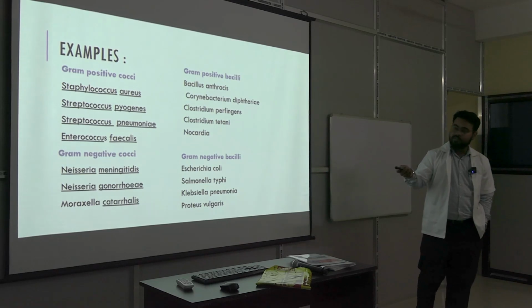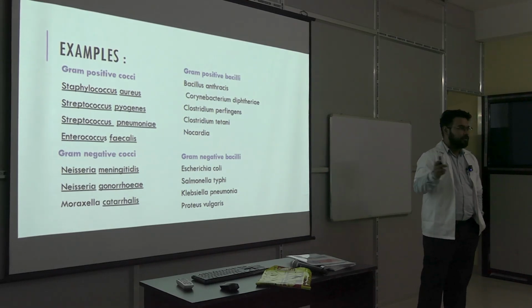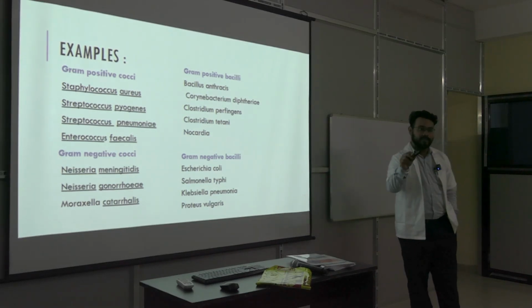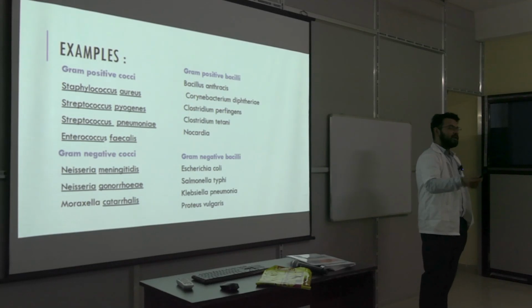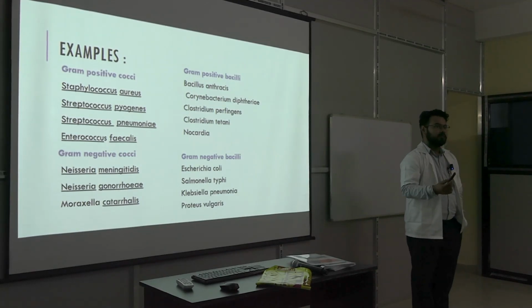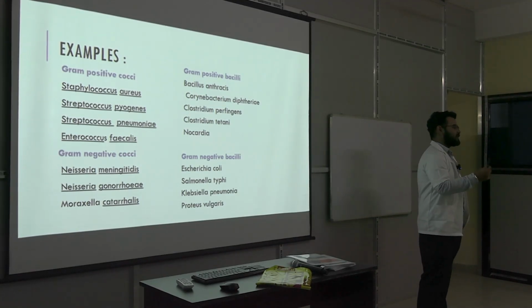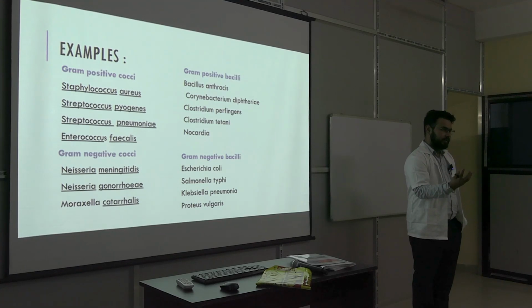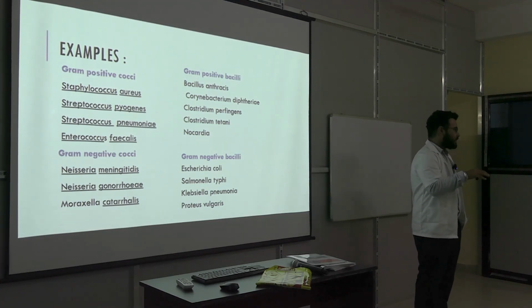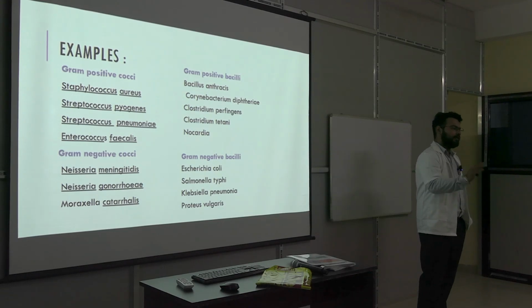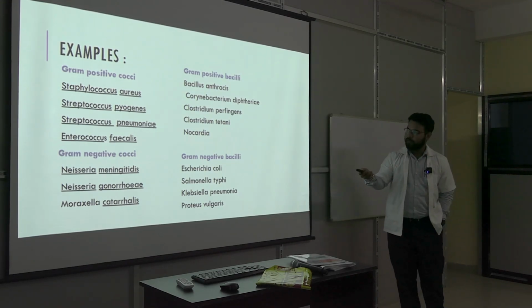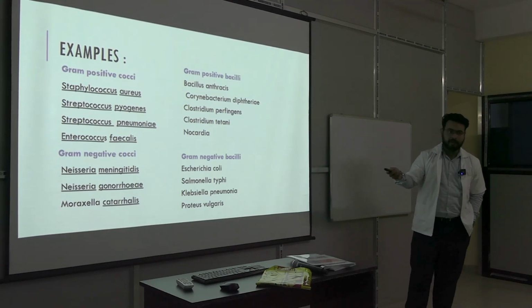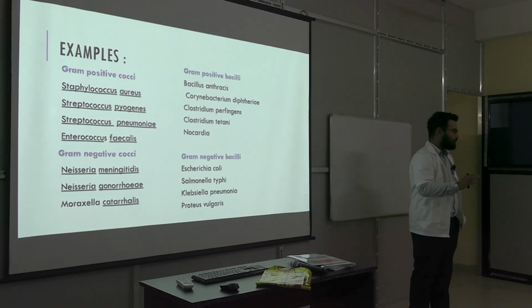Next, these are the examples. You need to know the examples. Once you do the gram staining, the examiner might ask you what are some of the organisms that are gram-positive. Suppose you have found a gram-positive bacteria through your gram staining, you focus it under the microscope and the examiner asks you, you have found a gram-positive cocci, tell me an example of gram-positive cocci. Then you have to say Staphylococcus aureus, Streptococcus pyogenes. These are the examples you have to give them, okay?